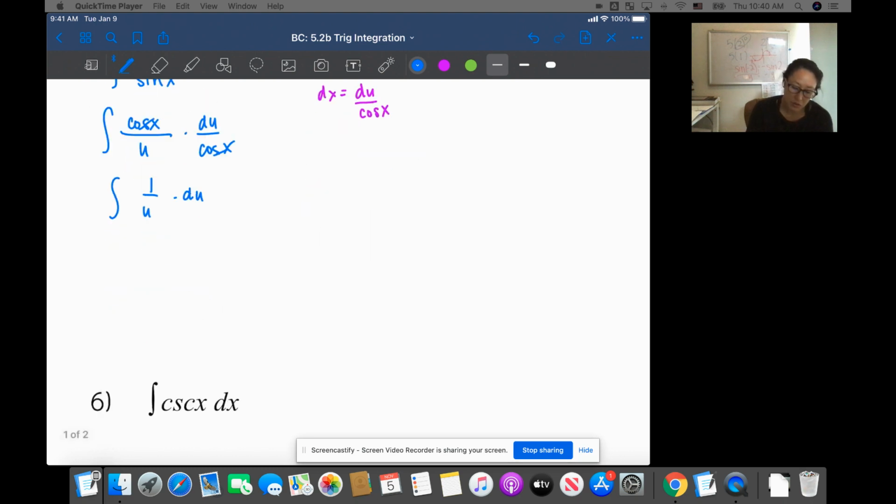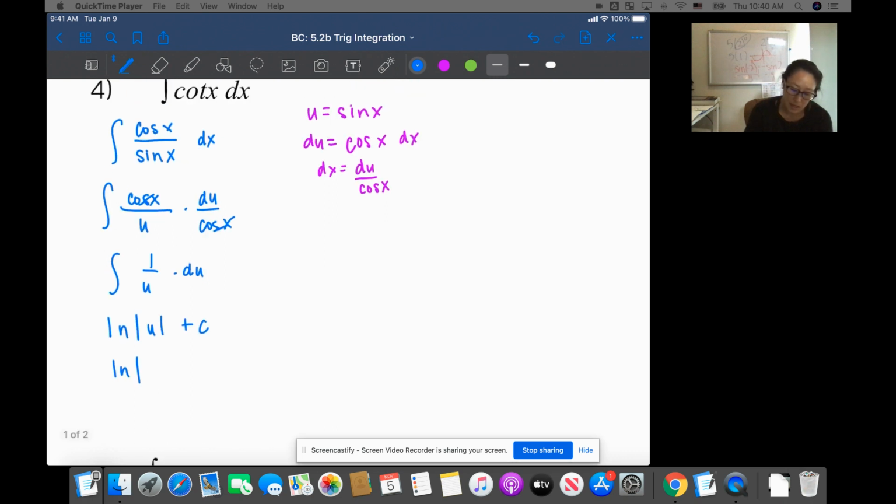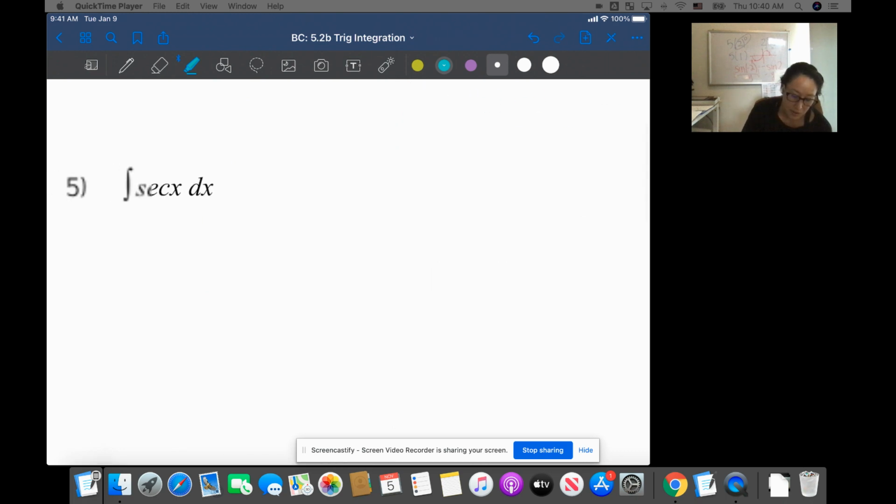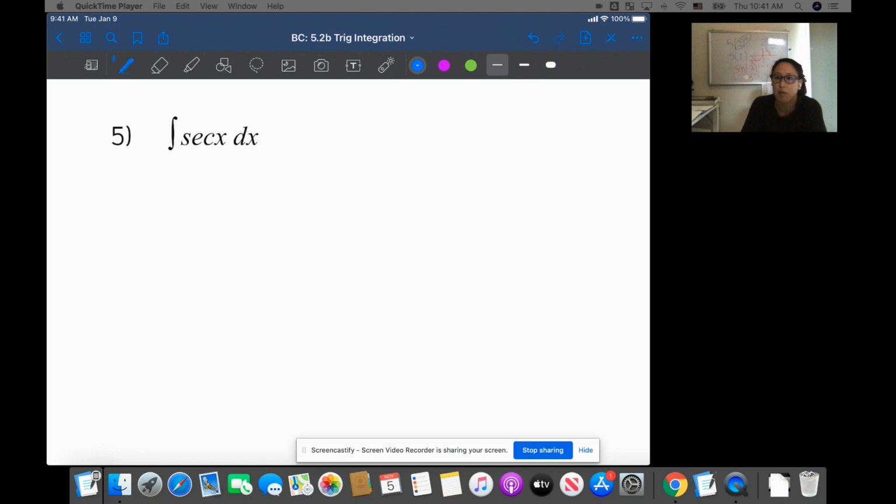And the integral of 1 over u is the ln of the absolute value of u plus c. And my u was sine of x, so ln of the absolute value of sine of x plus c. Again, same thing. You can always derive the integral of cotangent, but I would start to memorize these.